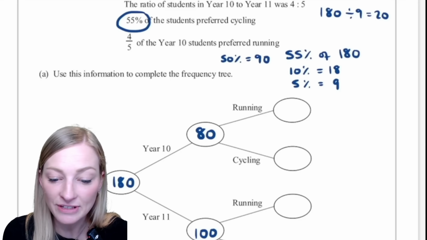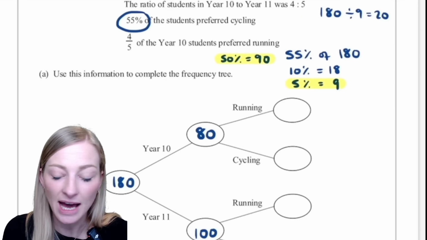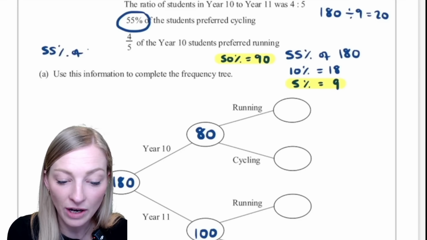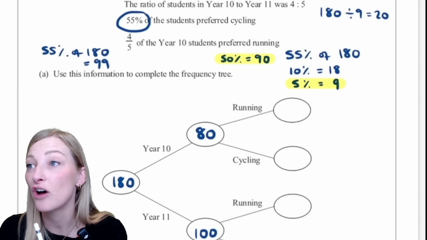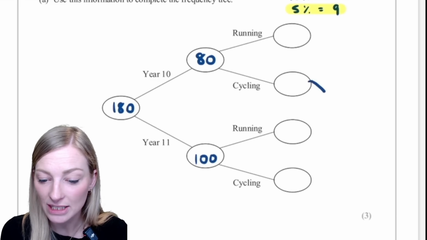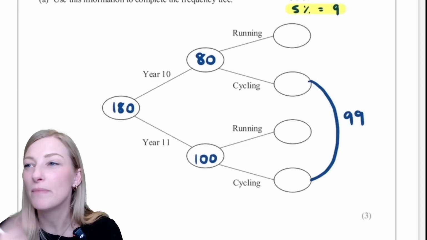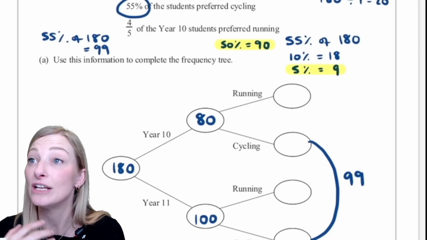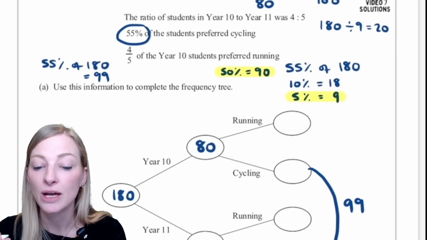And then to get 55%, I'm going to take the 90, and I'm going to take the 9, and I'm going to add them together. So 55% of 180 is 99. It's our 50% and our 5% added together. So we know that the cycling circles, this one and this one, need to add together to make 99. But we don't quite have enough information to know how many to put in each yet. But we do know that 4/5 of the year 10 students preferred running.